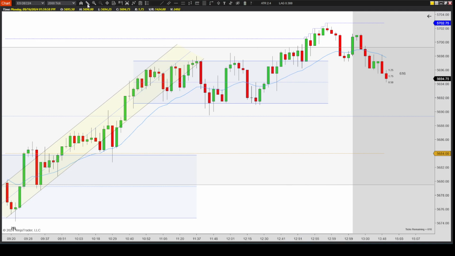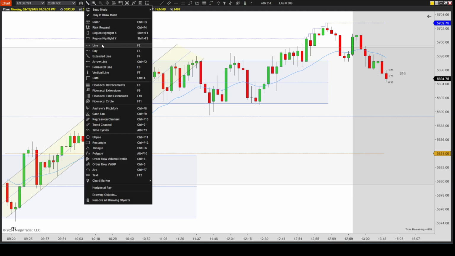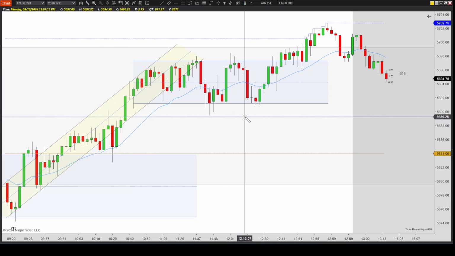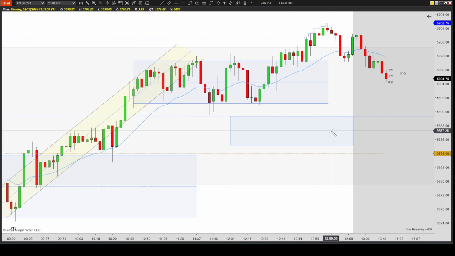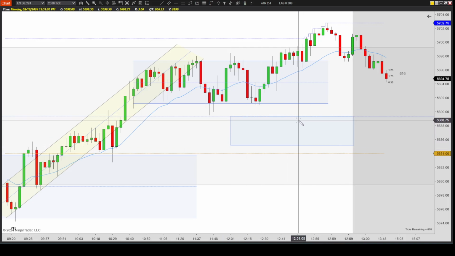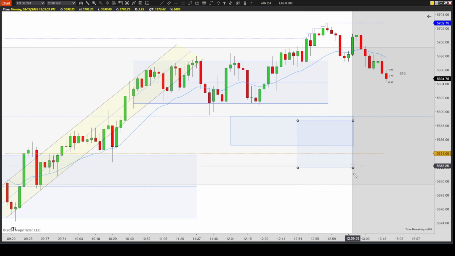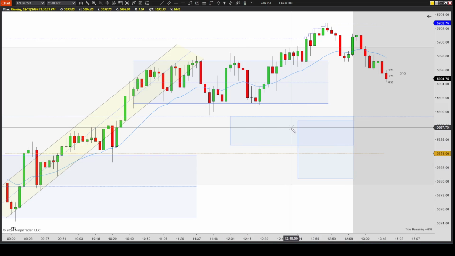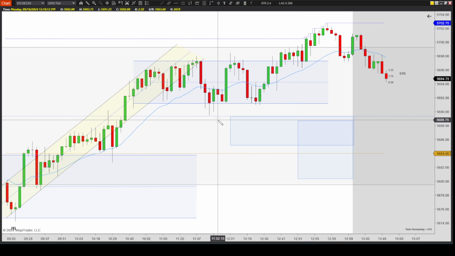So let me just go ahead and kind of triangle out what I'm trying to explain, or rectangle out. So this is the last hour of trading. And then last 10 minutes is pretty much half of this rectangle. So this is 40 minutes of price action. As you can see, 40 minutes of price action didn't really yield all that much.